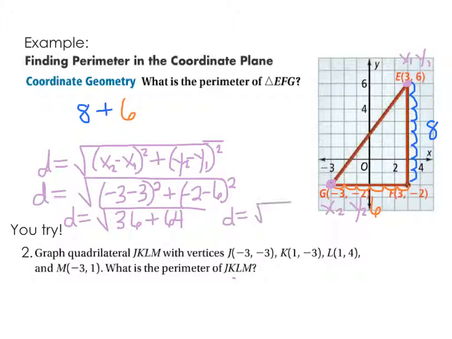D is equal to the square root of 36 plus 64, which is 100. And the square root of 100 is 10. So D is equal to 10. So now I know that this length here is 10. So if I want to find the perimeter, I need to add up all my sides. So I have 8 plus 6 plus 10. So our perimeter then, 8 plus 6 is 14, and plus 10 is 24.